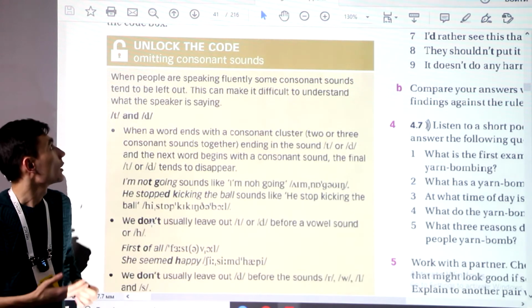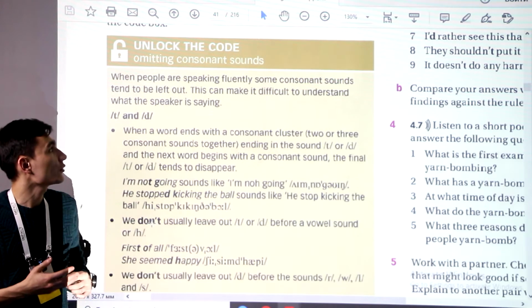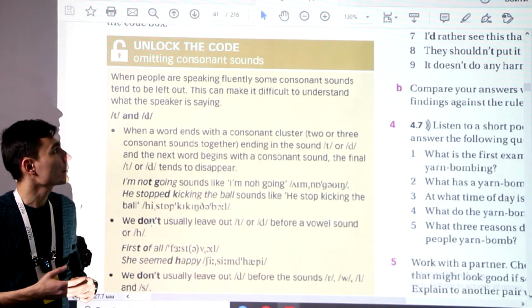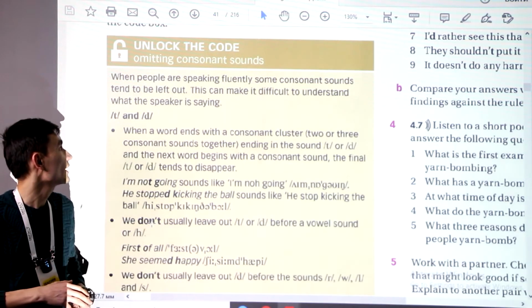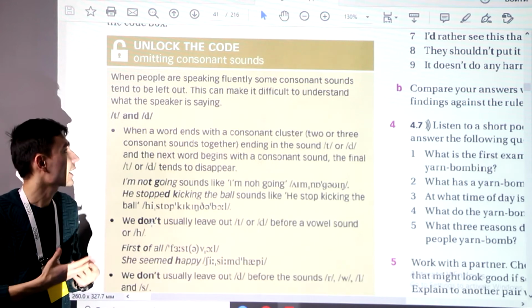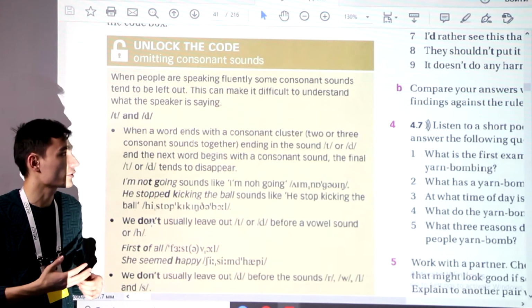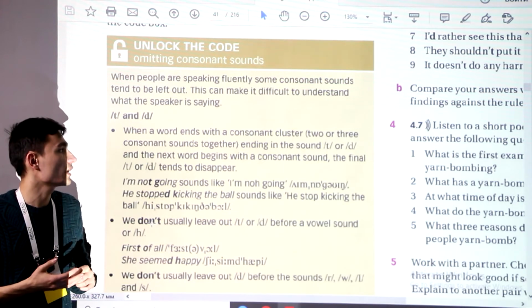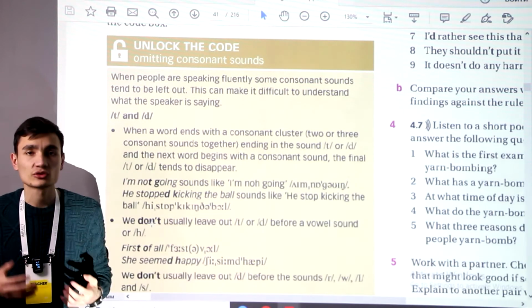Unlock the code. Omitting consonant sounds. When people are speaking fluently, some consonant sounds tend to be left out. This can make it difficult to understand what the speaker is saying. And here, t and d. When a word ends with a consonant cluster, two or three consonant sounds together ending in the sounds t or d, and the next word begins with a consonant sound, the final t or d tends to disappear.